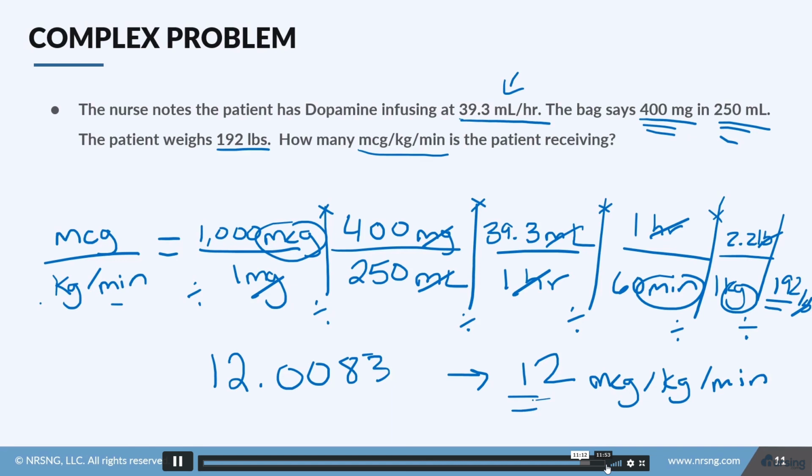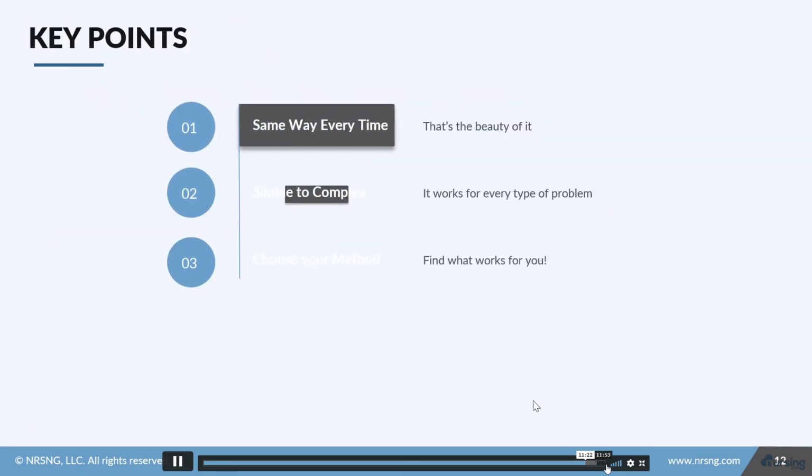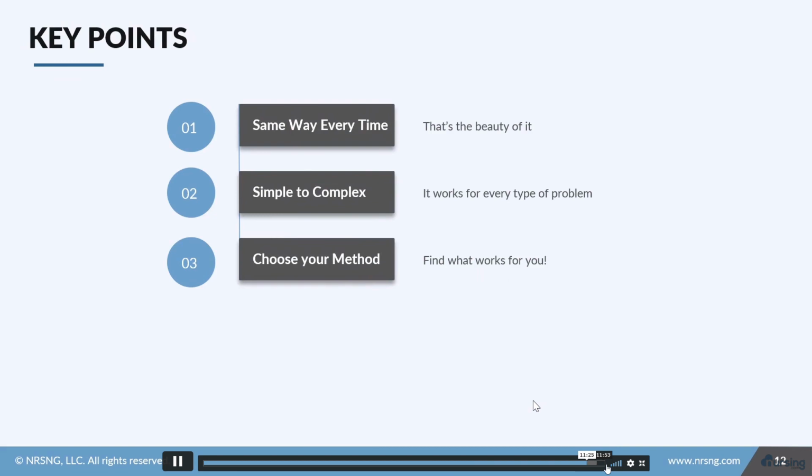Again, check out the complex calculations lesson to see more problems like this. But I just wanted you to see that with this one process, you can even solve some really complex problems. So remember, the benefits of dimensional analysis is that we can do our calculations the same way every single time, and it works for every type of problem from simple to complex. Ultimately, though, we want you to choose the method that works for you. It is all about being safe and getting the right dosages for our patients. Make sure you check out the individual lessons on oral, IV, injectable, and complex med math calculations to see more examples worked out for you.